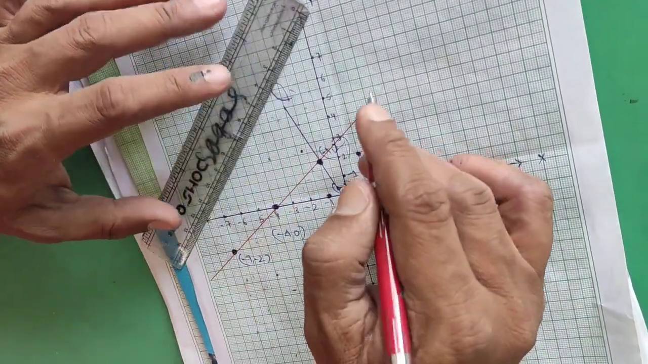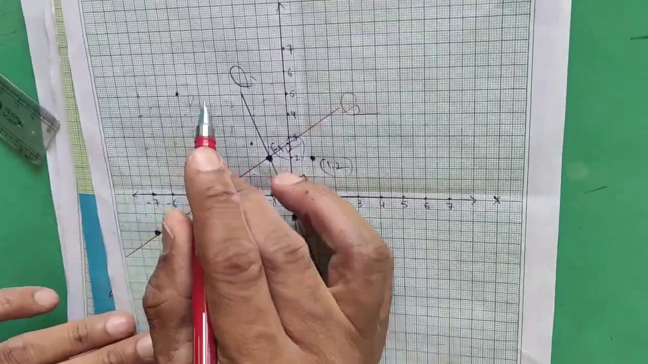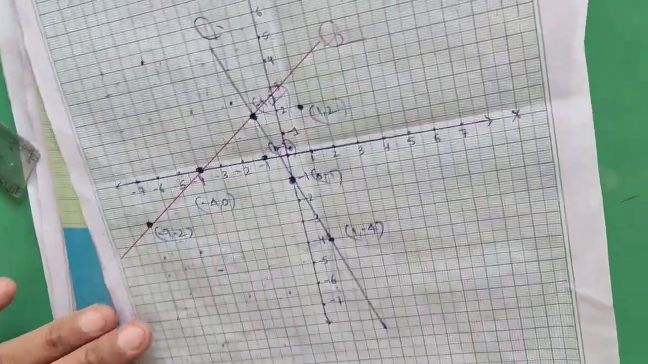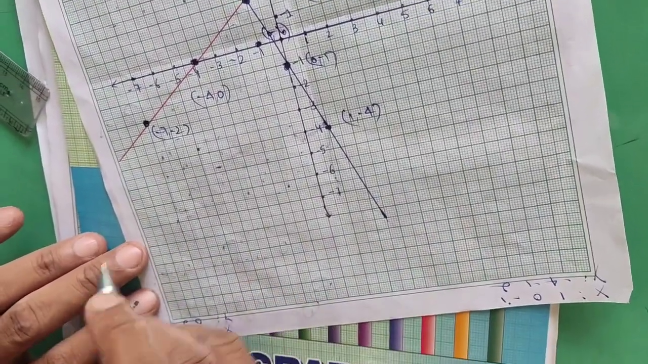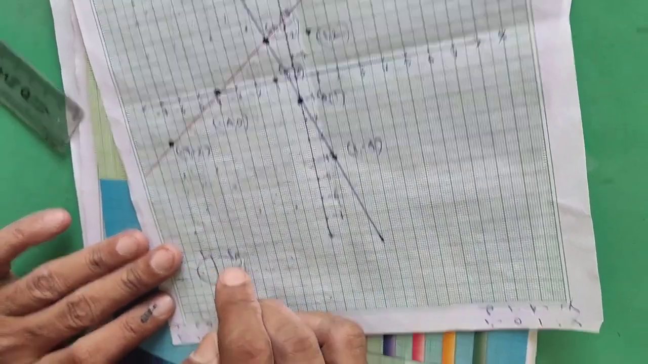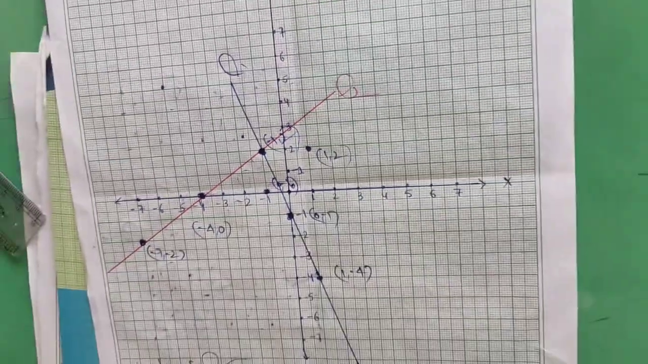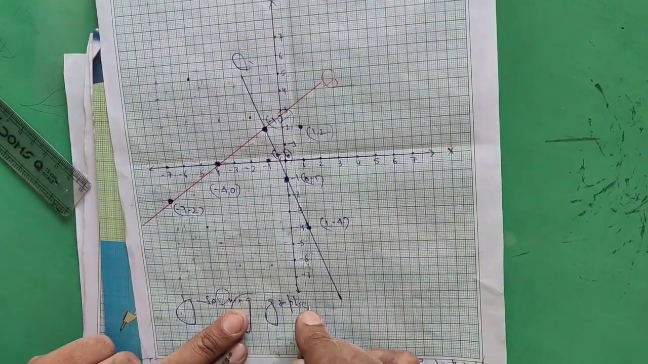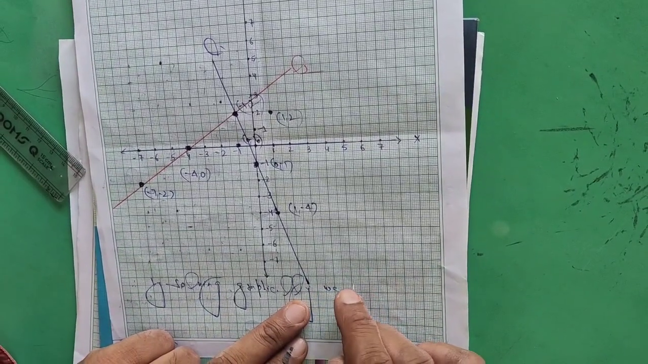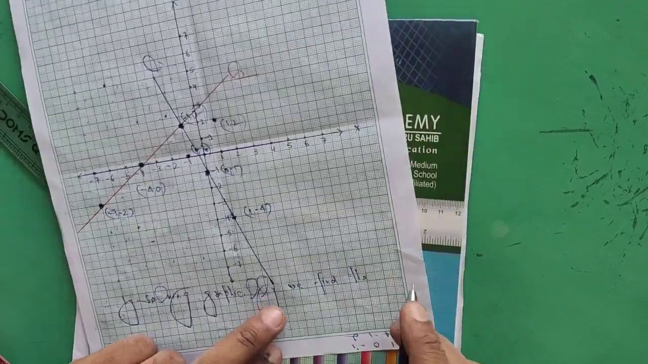We get the graph of the second line. And we note here this line intersects the first line at this point, and this point is (-1, 2). Okay. So by solving graphically, we find the point of intersection.